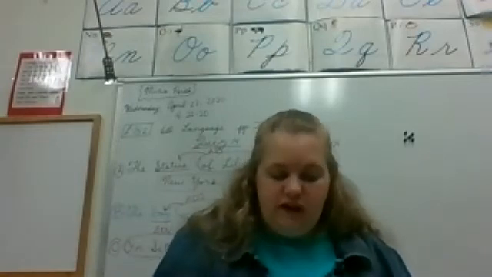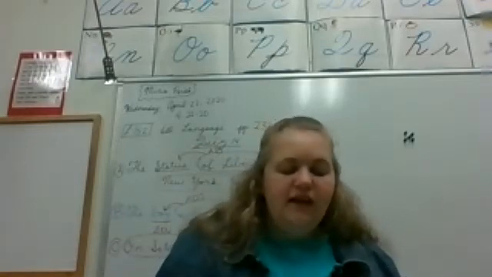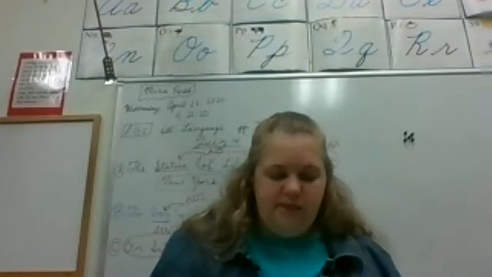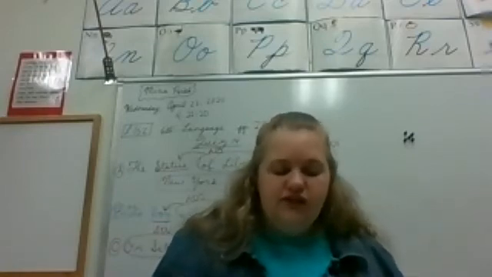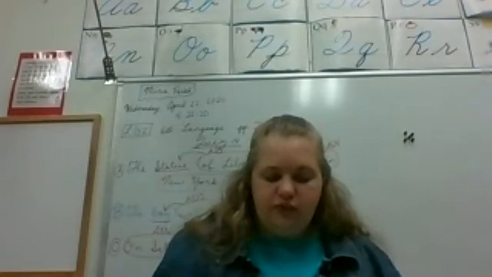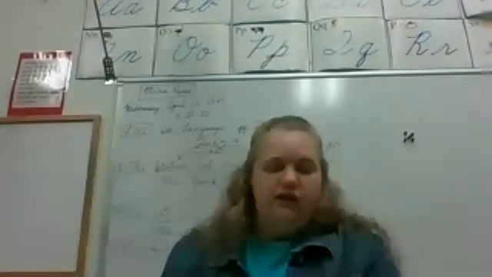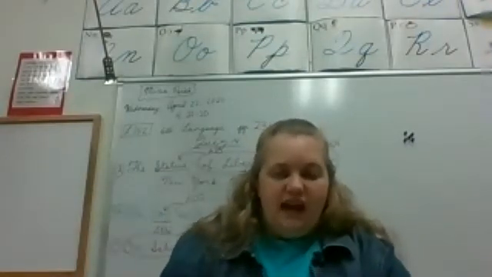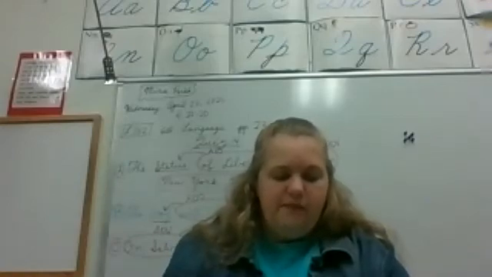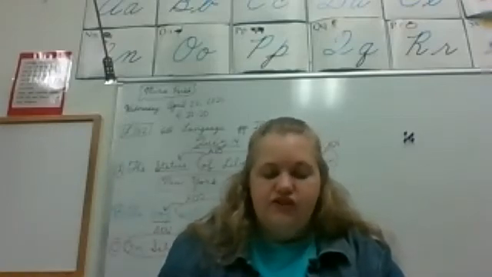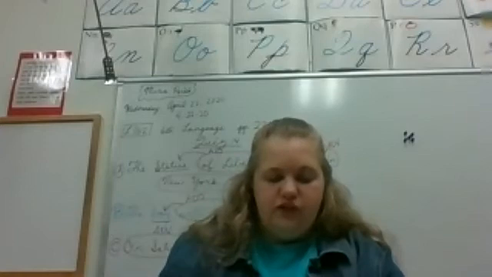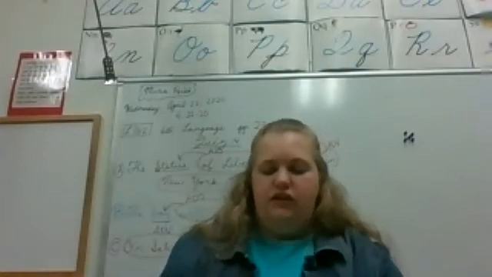All right, so at the very top, we just go down the column. Am, is, are, was, were, be, being, been. Have, has, had, do, does, did, shall, will, should, would, may, might, must, can, could. Okay, let's say those one more time. Am, is, are, was, were, be, being, been. Have, has, had, do, does, did, shall, will, should, would, may, might, must, can, could.